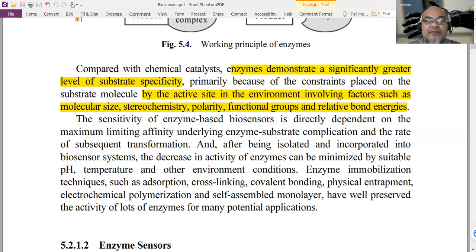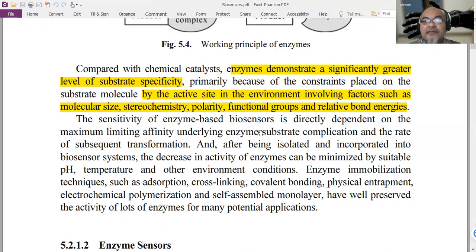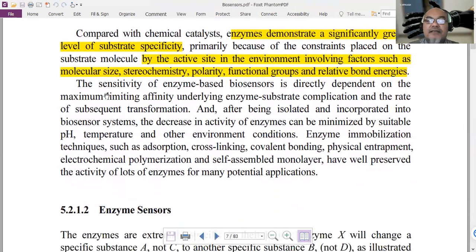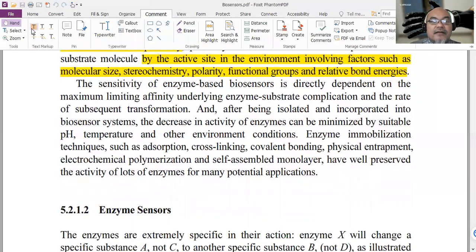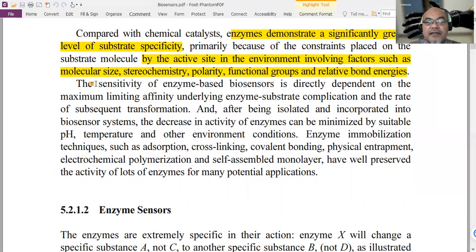However, there are also some limits. The sensitivity of the enzyme is directly dependent on the maximum limiting affinity underlying the enzyme-substrate complex and the rate of subsequent transformation. And after being isolated and incorporated into the sensor system, the decrease in activity of the enzyme can be minimized by suitable pH, temperature, and other environmental conditions. So this is something important. The sensitivity is dependent on the maximum limiting affinity underlying the enzyme-substrate complex and the rate of subsequent transformation.